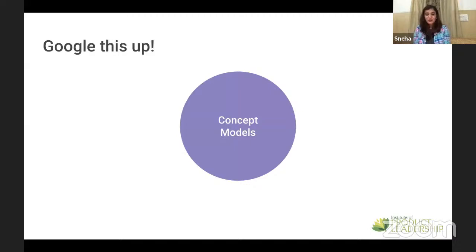Like every time, I'm going to give you one more piece to Google up. Concept models. It's a very fun thing. Read about it. It'll help you understand how to put all of this data into different concepts and create multiple competing concepts instead of just creating different layouts for the same screen or for the same design that you've been working on.